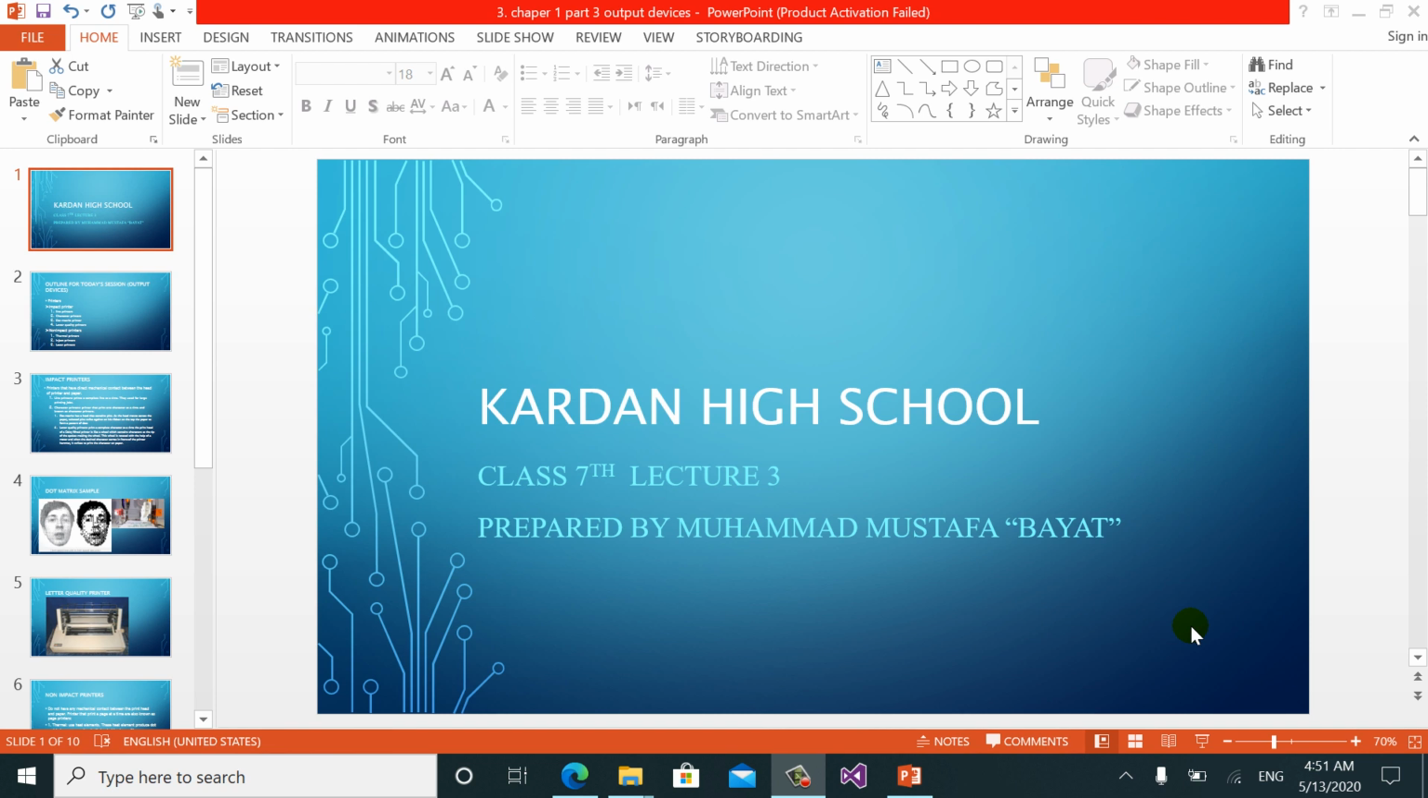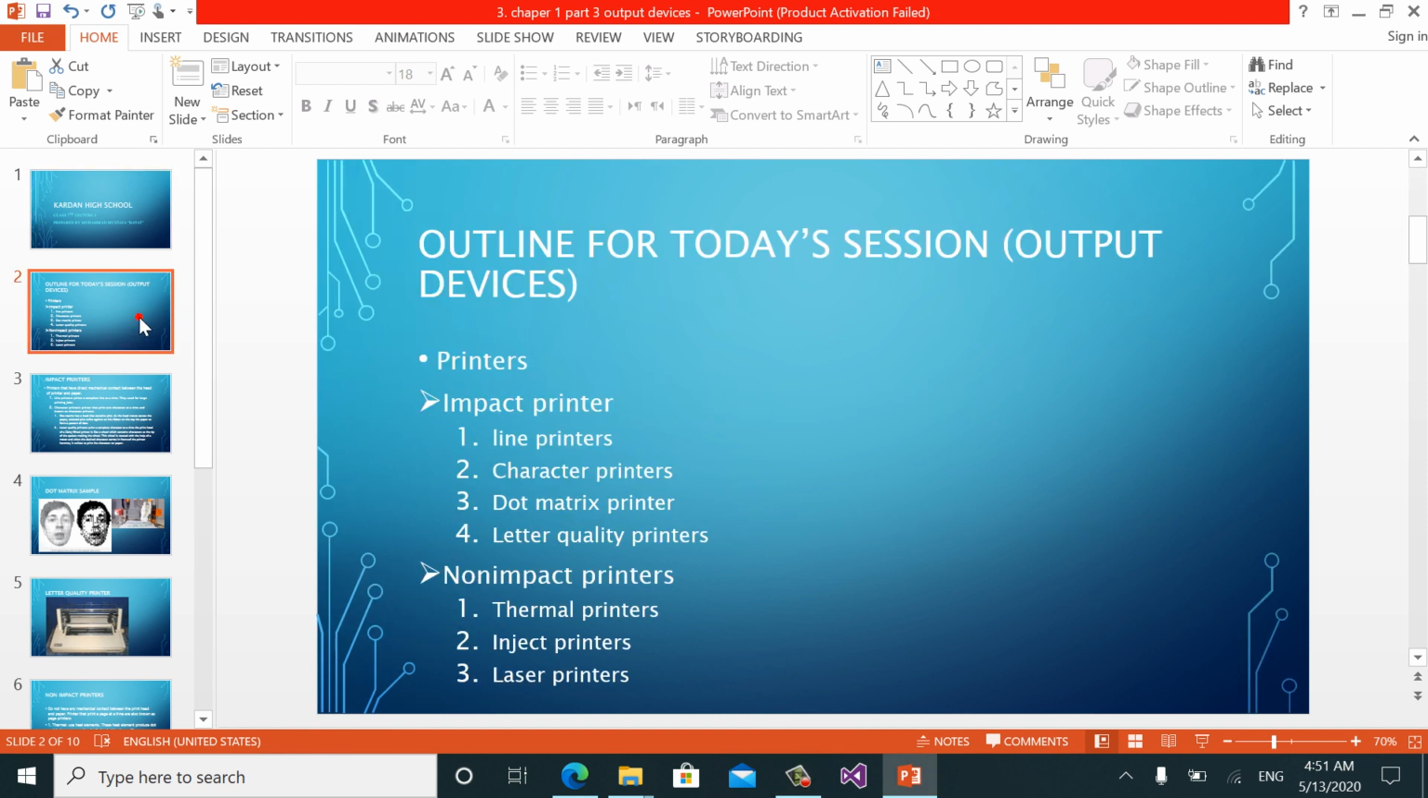So today we will cover output devices. In this session we talk more on printers, the types of printers. We have two types of printers: impact printers and non-impact printers.